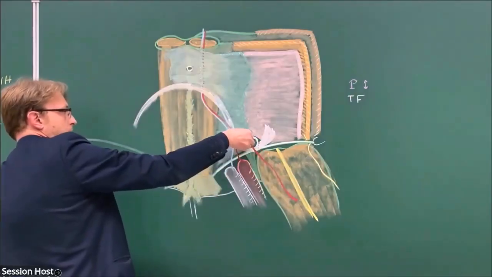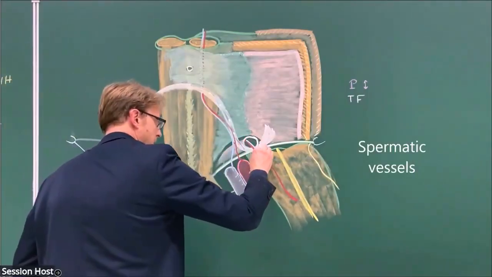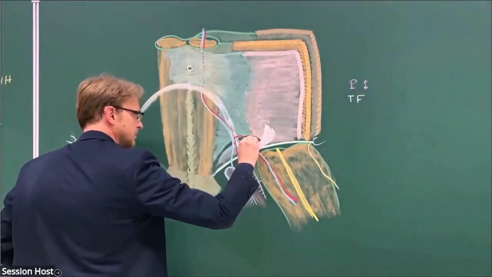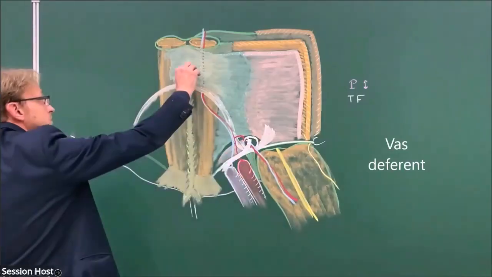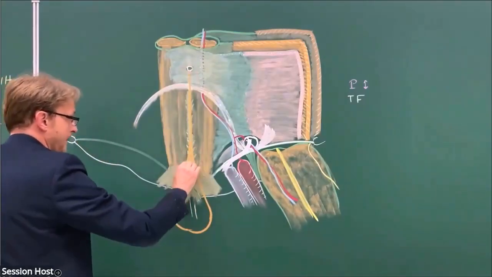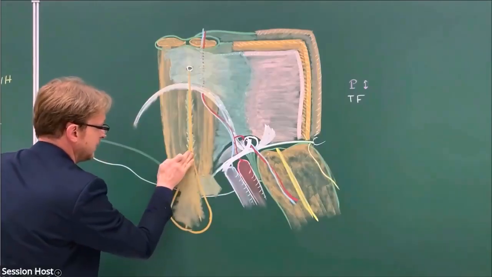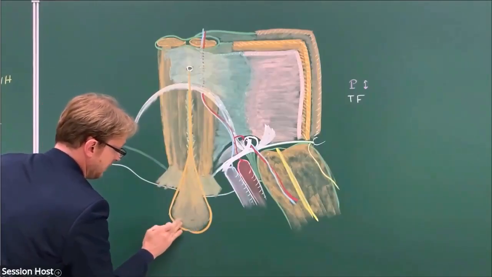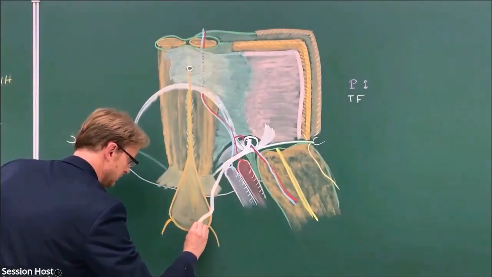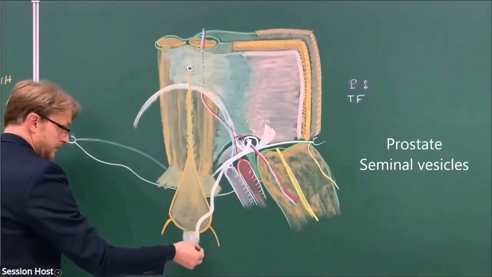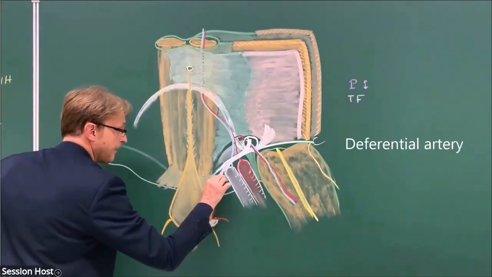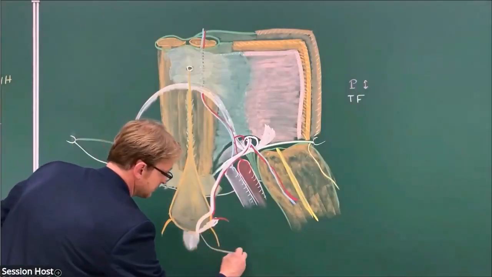Then the three arteries for the testicles, first spermatic vessels, artery and vein, funicular artery from the epigastric, and we can draw here the vas deferens. We need the bladder. This is the urachus and the bladder, receiving the two ureters, like this. Then we can draw the end of the vas, reaching the prostate with the seminal vesicles, and then we can draw the last artery, deferential artery reaching the deep inguinal ring.